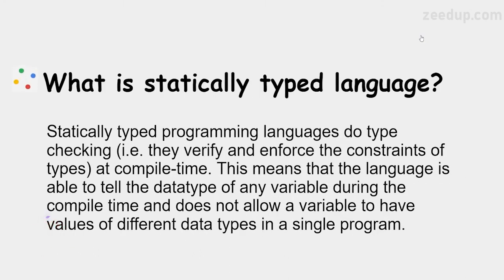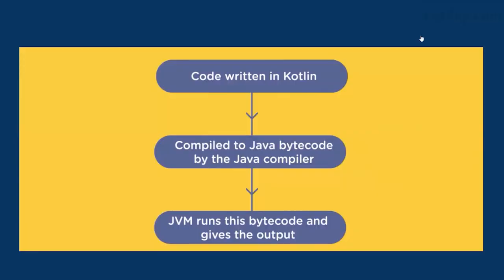Then comes statically typed language. So what does statically typed language mean? Statically typed programming languages do type checking at compile time. This means that the language is able to tell the data type of any variable during compile time and does not allow a variable to have values of different data types in a single program. So whenever code is written in Kotlin, it is compiled to Java bytecode by the Kotlin compiler, and the JVM runs this bytecode and gives us the output.